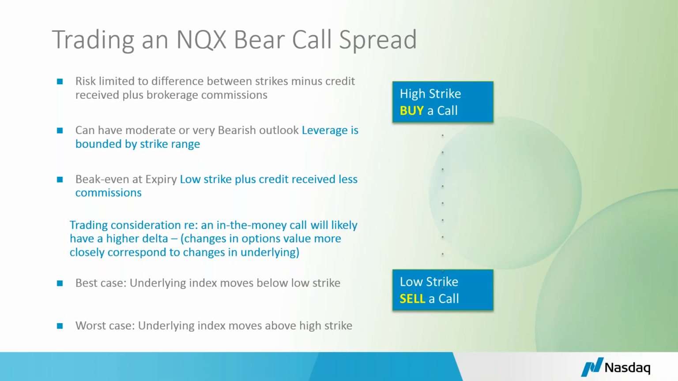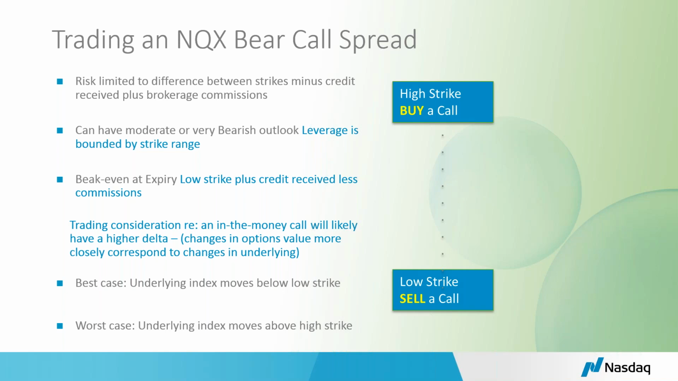Now, in terms of any type of option strategy, there's always going to be a best case and a worst case scenario. The best case scenario in terms of a bear call spread is that the underlying index moves below the low strike. But of course, on the flip side of that, the worst case scenario is that the underlying index, NQX, moves above the high strike.